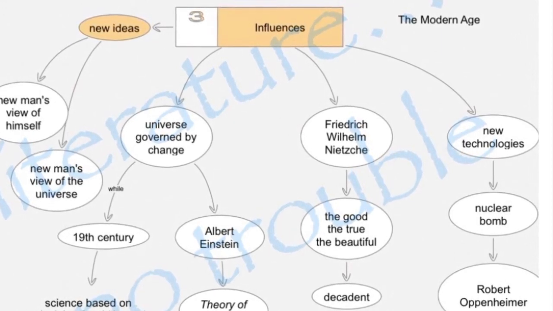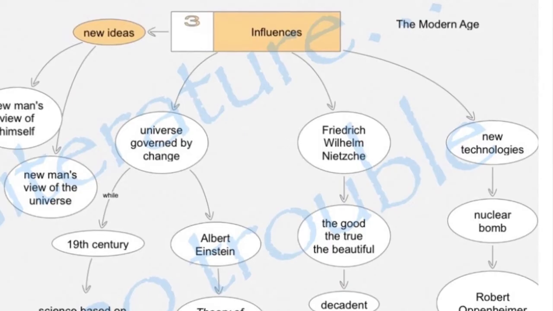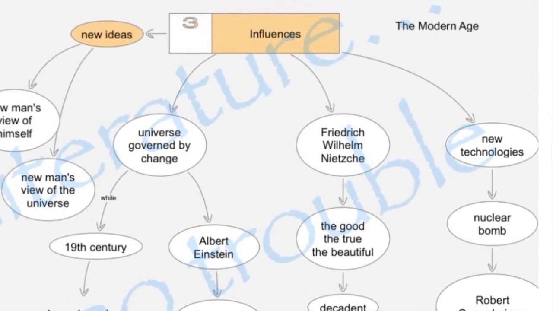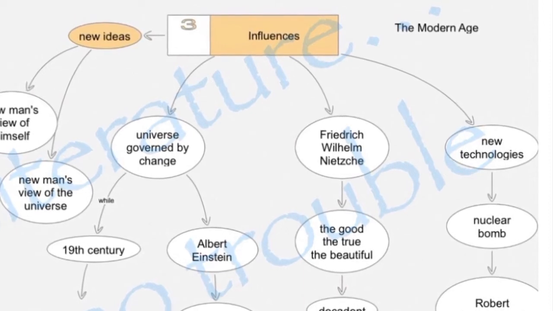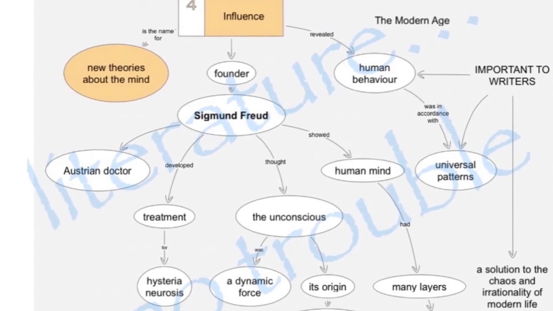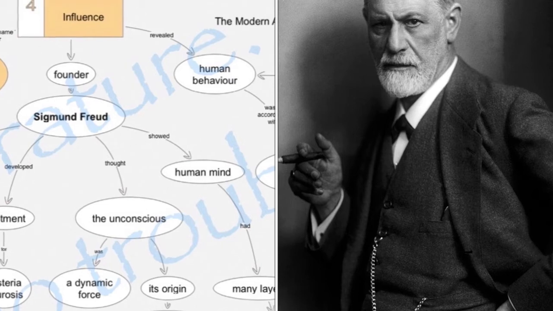Many writers were questioned and shocked by the introduction of new technologies such as the nuclear bomb or the technologies that resulted from the two world wars. They believed that the authority of science had been won at the expense of religious and humanistic perspectives on truth and life. The new theories about the mind had a tremendous impact on modernists in general.